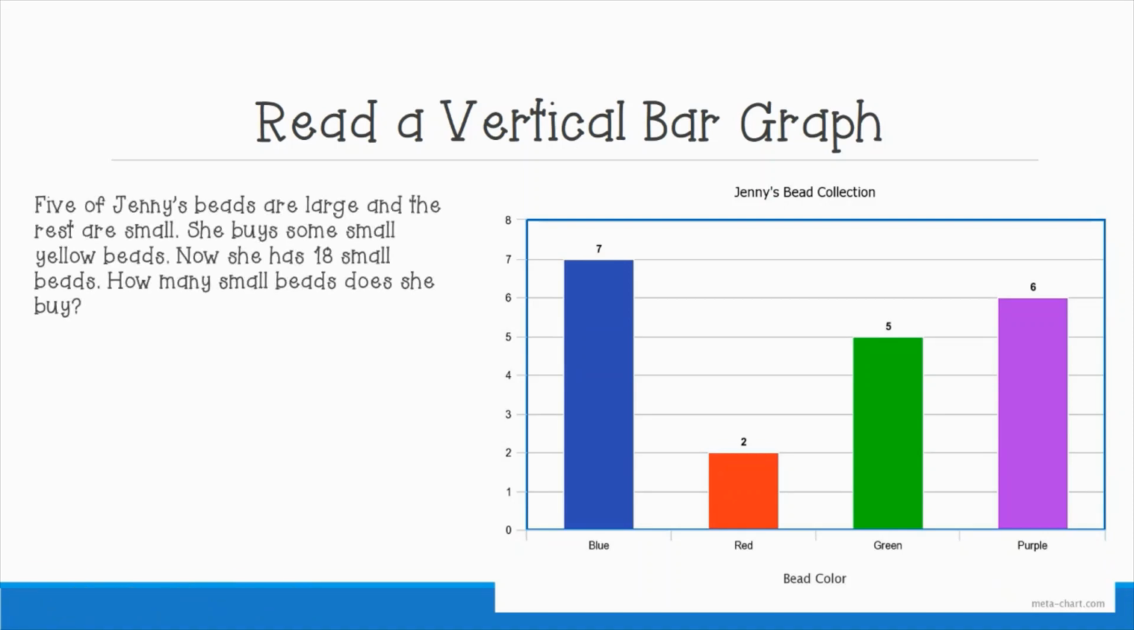5 of Jenny's beads are large and the rest are small. She buys some small yellow beads. Now she has 18 small beads. How many small beads does she buy?